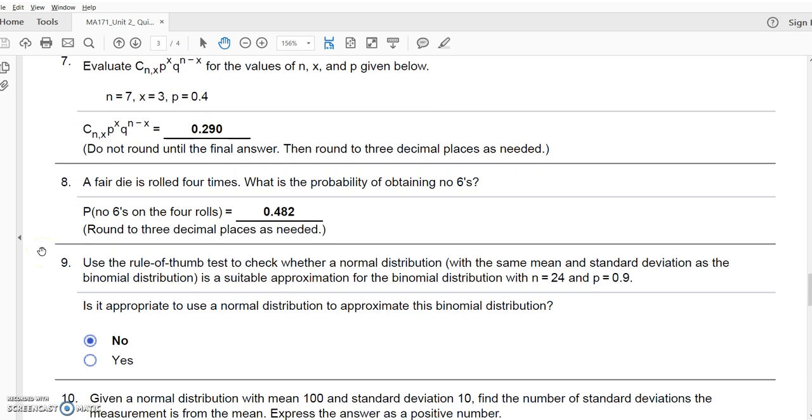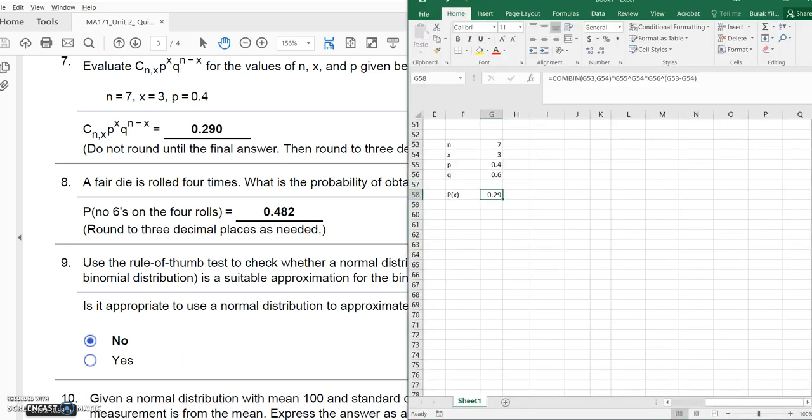Let's look at number 8. A fair die is rolled 4 times. What is the probability of obtaining no 6s? Okay, no 6s. So when you roll a die, the probability of rolling any number is 1 over 6. That's the probability. So when you roll it 4 times, you don't want any 6s. It could be anything but 6.